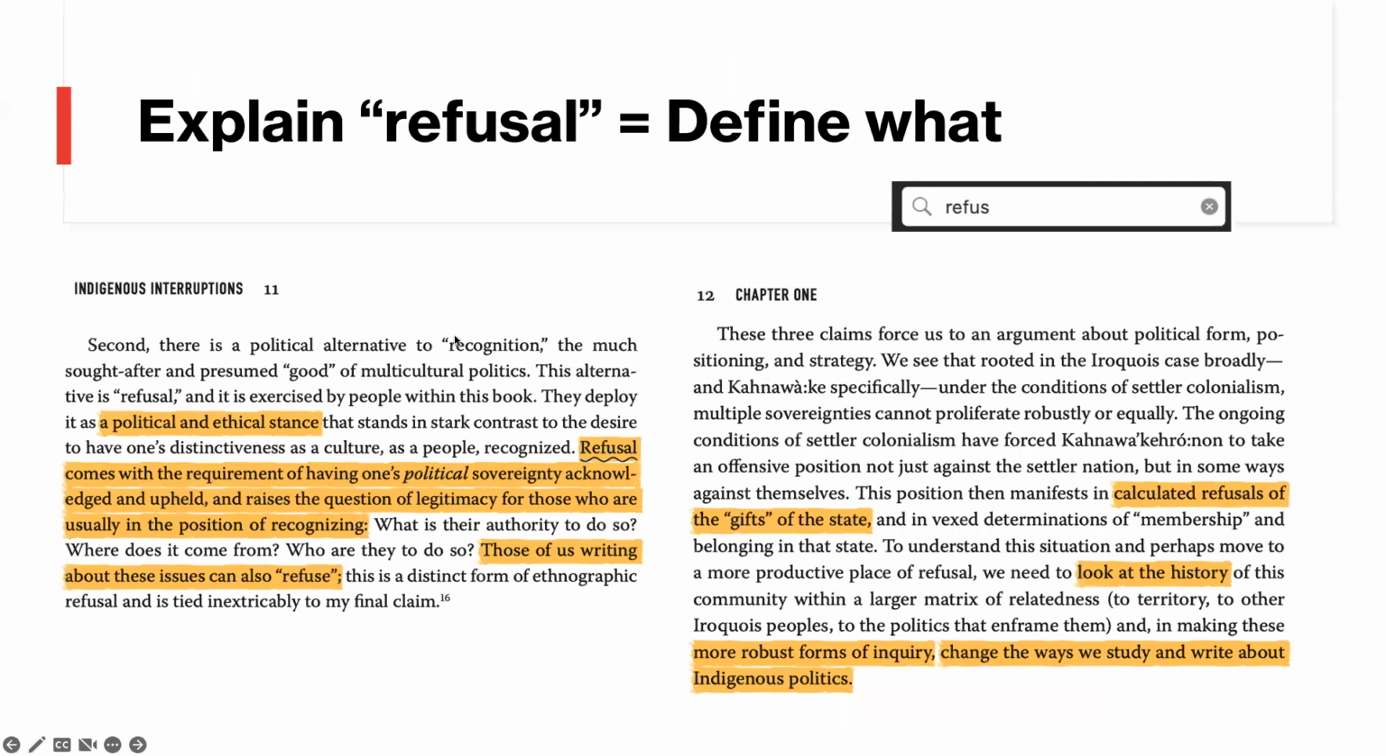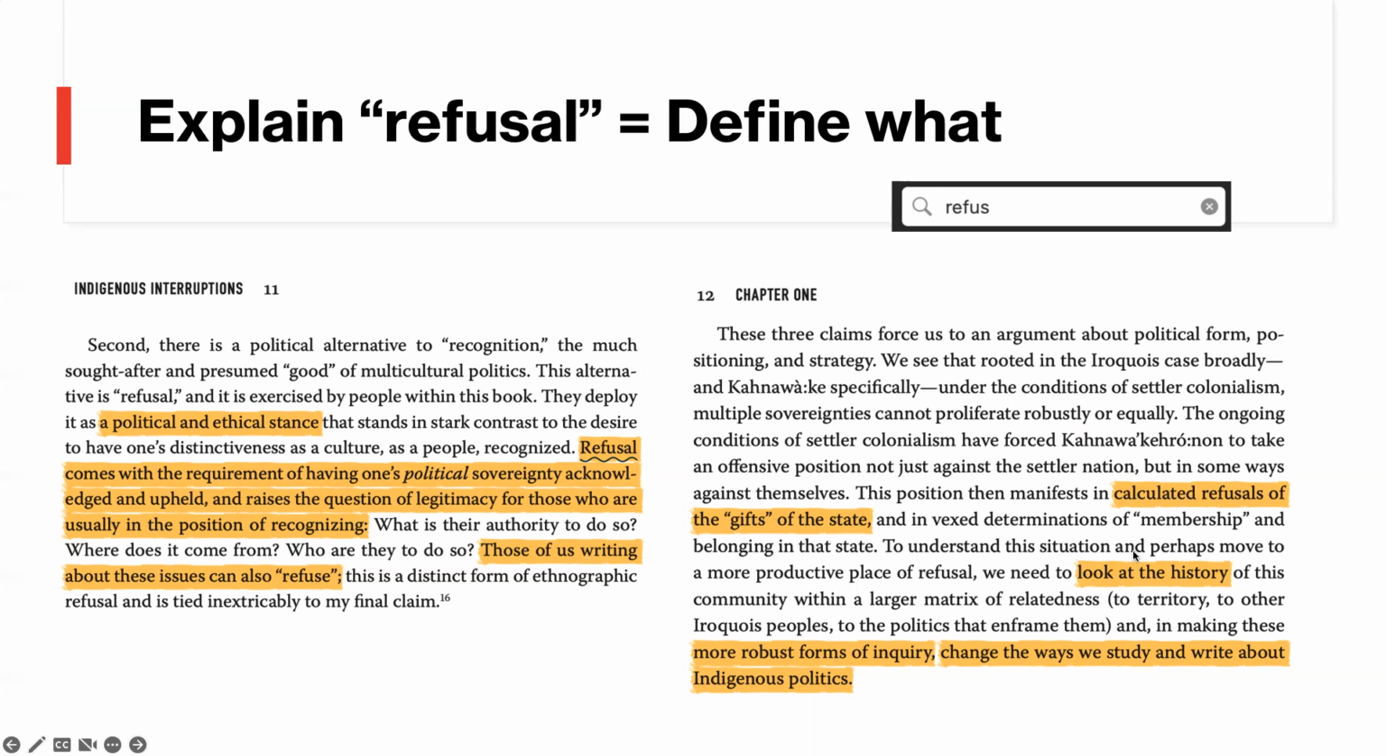Okay. Here are two main quotes, I think, on page 11 and page 12. Page 11, she's saying it's a political and ethical stance. Refusal comes with the requirement of having one's political sovereignty acknowledged and upheld, and raises a question of legitimacy for those who are usually in a position of power, in the position of recognizing. Those of us writing about these issues can also refuse. So scholars or people writing about it in other ways can refuse.